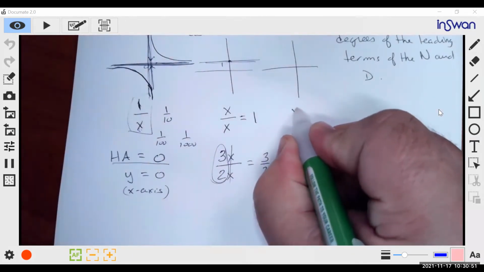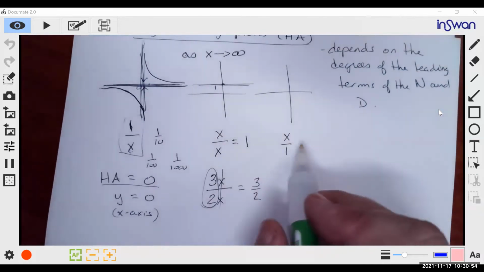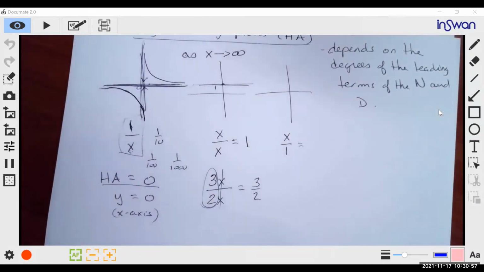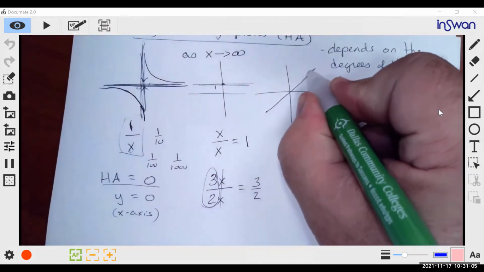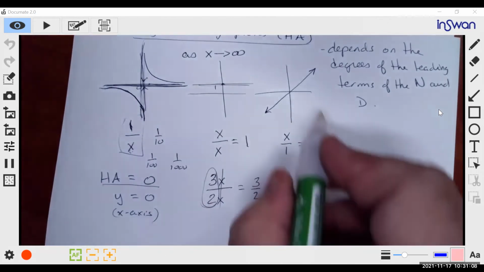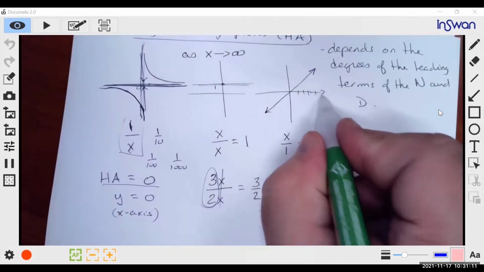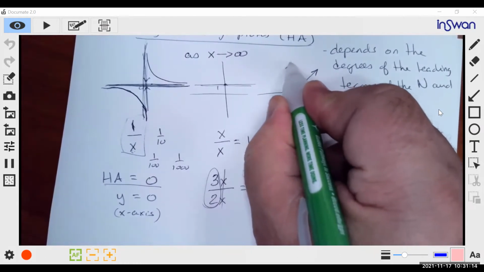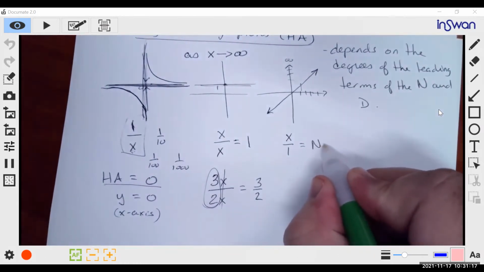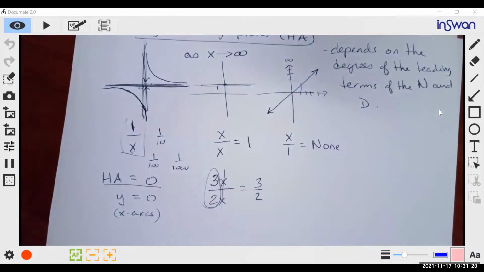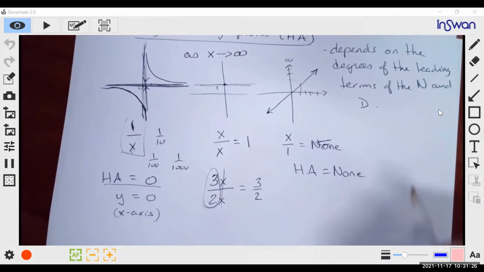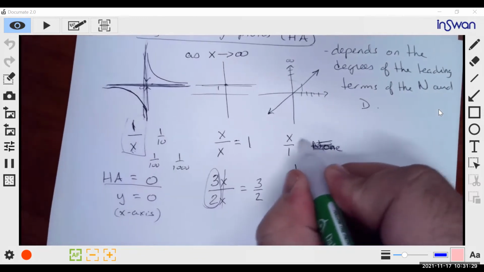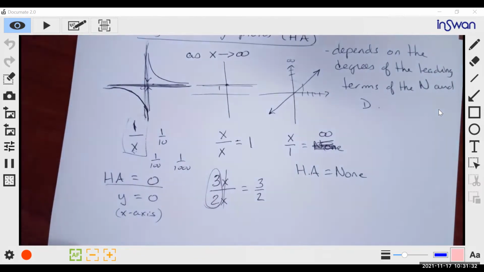Now, as x gets bigger, what happens to this graph? The graph of x is simply this. As x gets bigger, the y values get bigger. So it doesn't have a horizontal asymptote because x over 1, as x gets bigger, it goes to infinity.